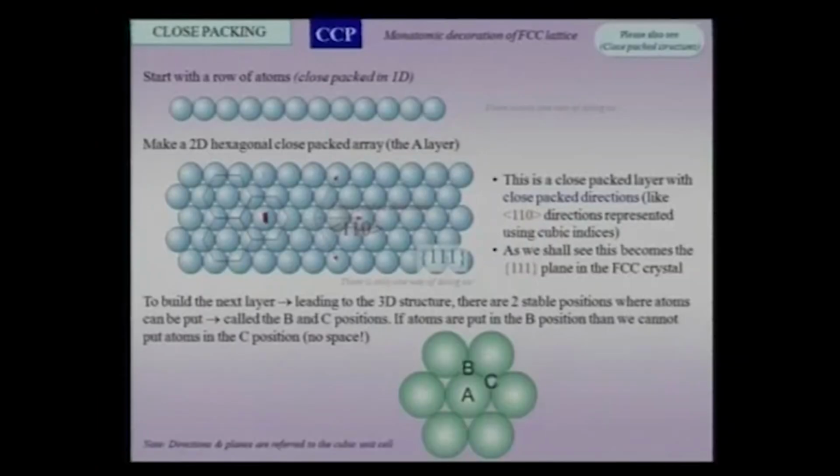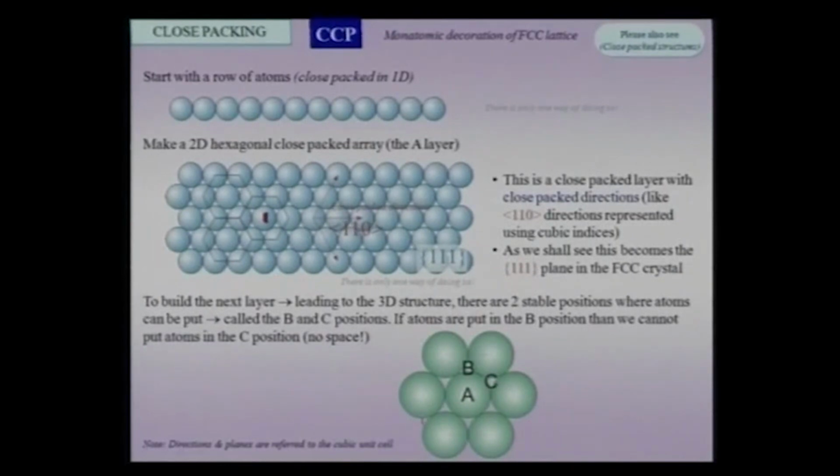Now, to build the next layer, which will actually lead me to the 3-dimensional structure, there are 2 stable positions. For instance, suppose I call all the atomic positions in this layer the A layer, that means this green sphere, or for instance in this case the blue sphere, is the A position, this will also be the A position, this will also be the A position, and so forth.